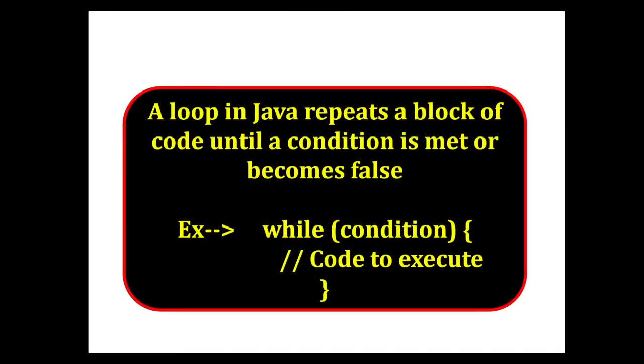Basically, a loop in Java is a block of code that will get executed repeatedly until a condition is met or becomes false. So here we can see an example. This is the structure of a while loop: we need to use while, then a condition, and as long as this condition is true, the code in this block will get executed. So this is a simple format of while.